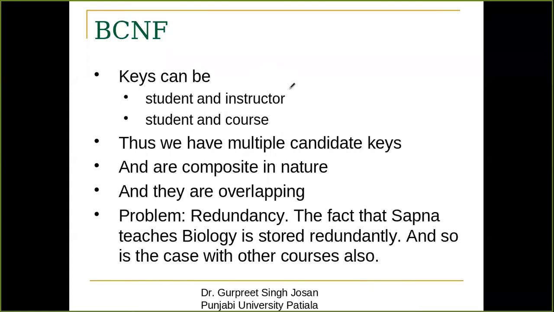So this means in this particular scenario, we have two candidate keys. One is student and instructor. Another one is student and course. So these are the two candidate keys in this particular scenario. So our first condition is met here. First condition is that the table must have multiple candidate keys. Second condition is that those candidate keys should be composite in nature, and our second condition is also satisfied. I have two candidate keys and both are composite in nature. Composite means they both consist of two or more attributes. So at least two attributes should be there.